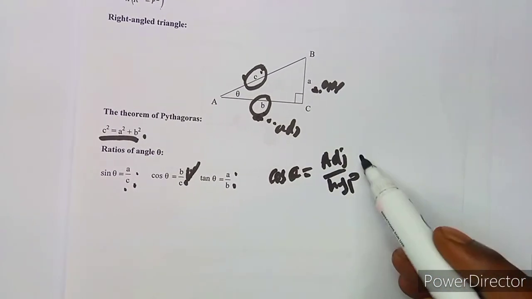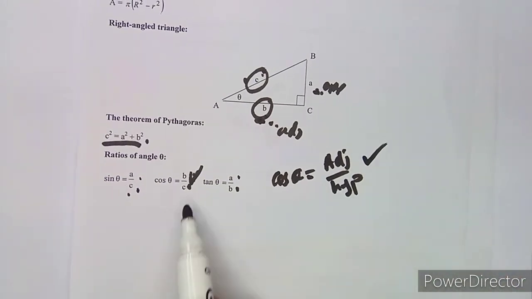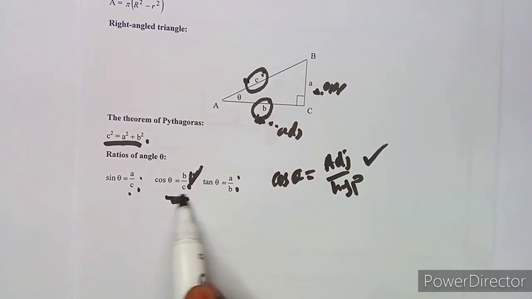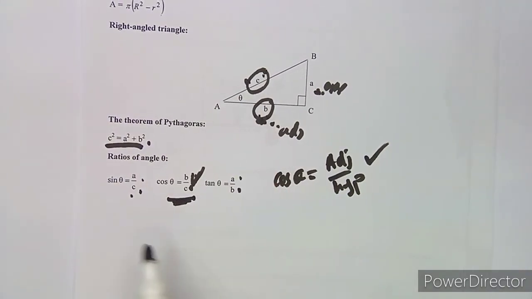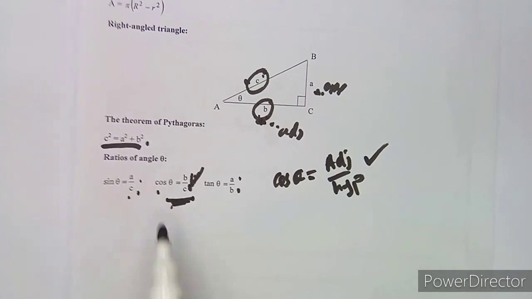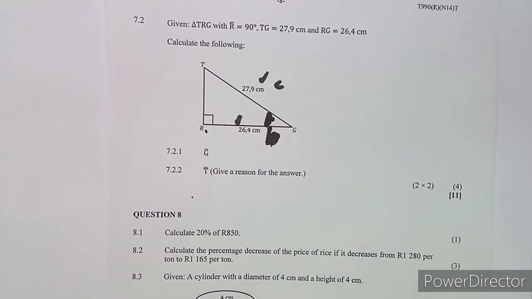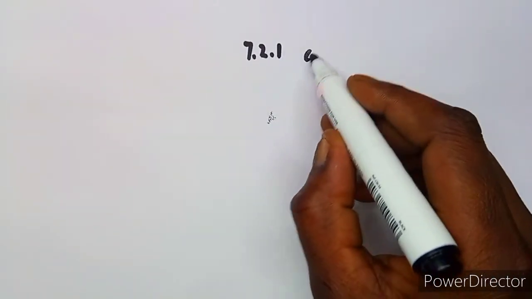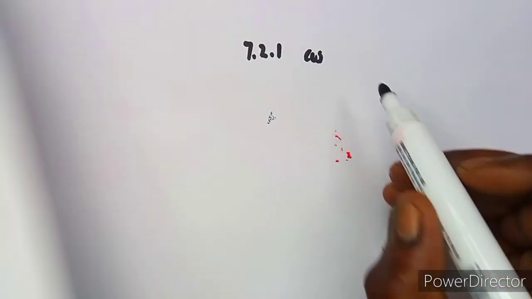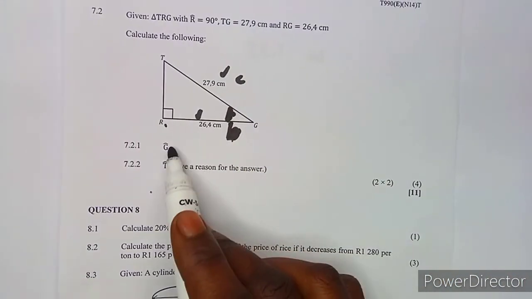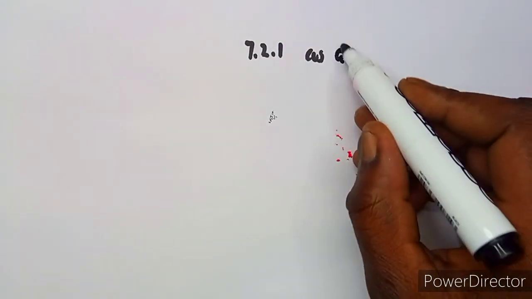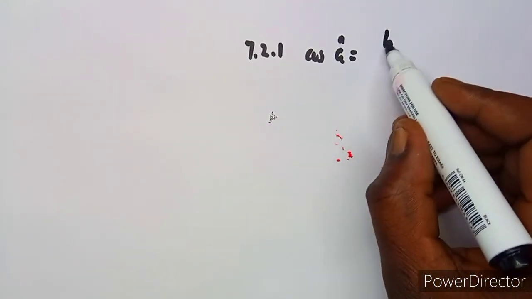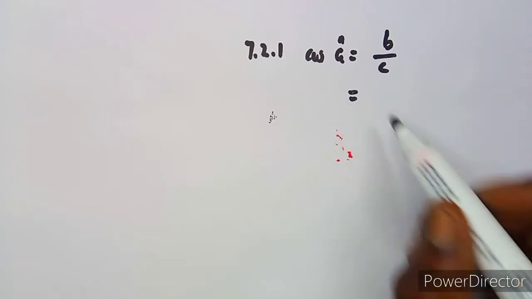If you know this concept, it's going to be easier for you, or you can cross-check it from this concept of writing in terms of these sides, because they have already given you the formulas. So if you know that cos theta is B over C, this is what you're going to do. This is 7.21. We know that cos theta, which in this case is angle G. So you're going to have angle G like this. We said cos theta is equal to B over C, which is adjacent over hypotenuse.